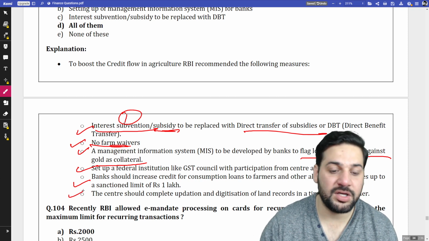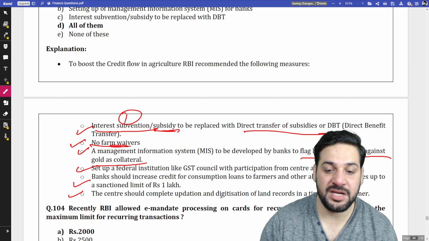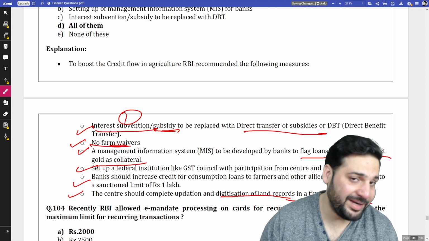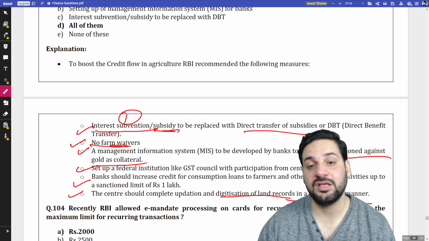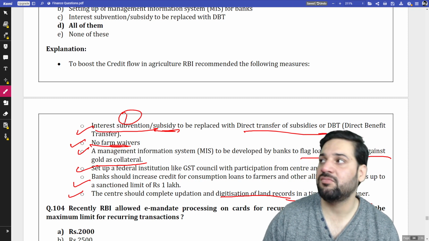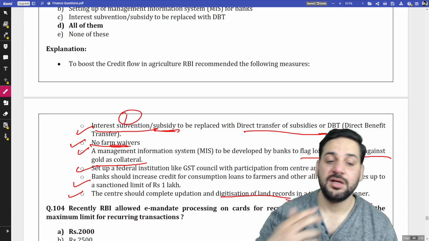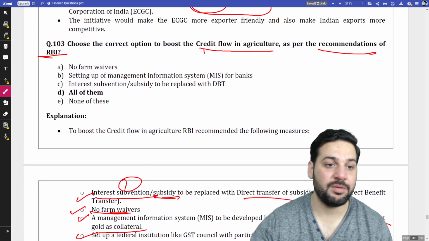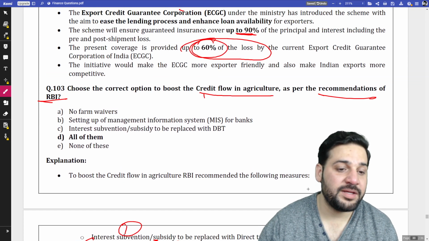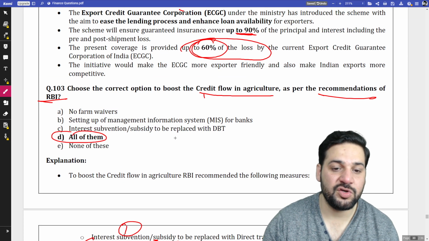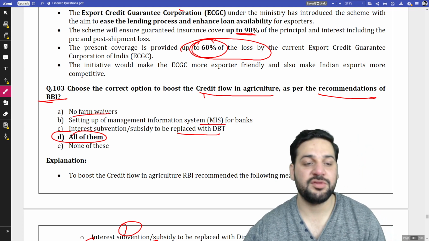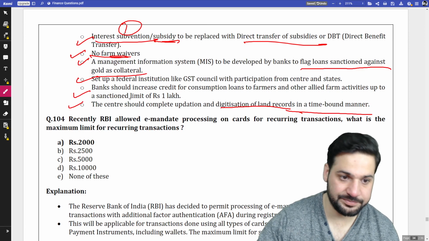And the center should complete updation and digitization of land records in a time bound manner. There are a lot of pending cases in the courts, and the people are wasting a lot of their time at courts. So those records should be digitized in a time bound manner. So all of them is a correct answer. Interest subvention to be replaced by DBT, setting up of MIS, no farm waivers. These are the recommendations given by the RBI to the central government.